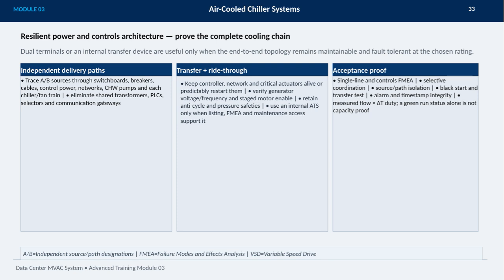Finally, acceptance proof involves comprehensive testing and documentation, including single-line and controls failure mode and effect analyses, selective coordination, source and path isolation, black start and transfer tests, and verification of alarm and timestamp integrity. Measuring flow multiplied by delta T gives true duty confirmation. Simply showing a green run status is not sufficient proof of capacity.